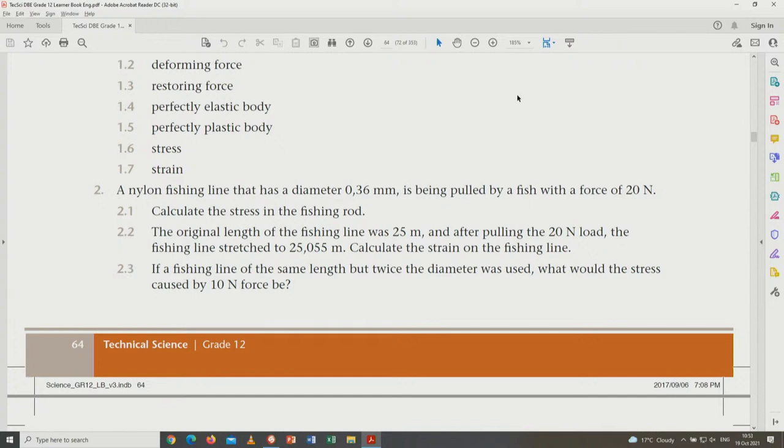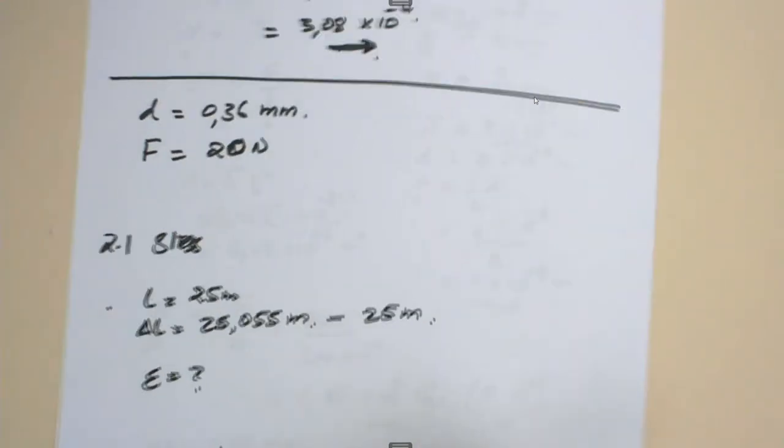Then 2.3 says if a fishing line of the same length but twice the diameter, so the diameter is doubled, was used, what would be the stress caused by a 10 newton force? So they want the stress caused by a 10 newton force. Perhaps we'll get back to this question as well. So let's just quickly see if we can do that question. I hope I will be able to remember what the question required.